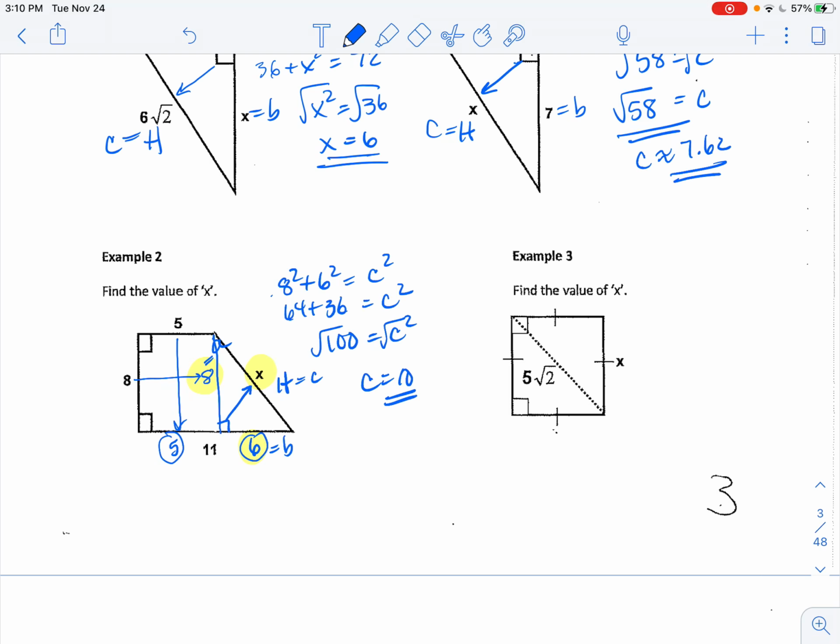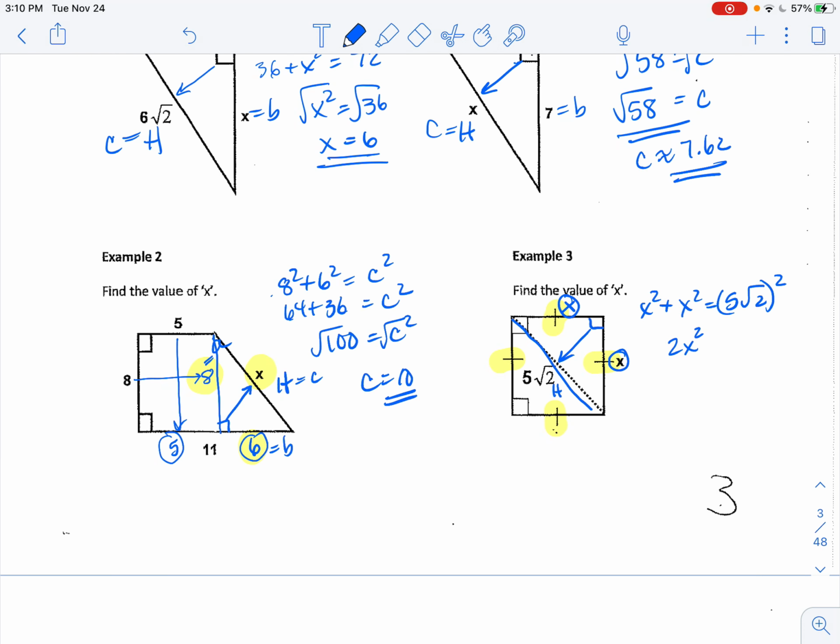Last example, find the value of x. Okay, so I can see that this is a square because I have the 4 congruency marks. And squares have sides that are congruent. And so I'm going to go ahead and just label this guy an x because he's the same length as this guy. So it's going to be x squared plus x squared, and the diagonal across the box, my hypotenuse, is equal to 5 roots 2. All right, so let's see. X squared plus x squared gives me 2x squared.